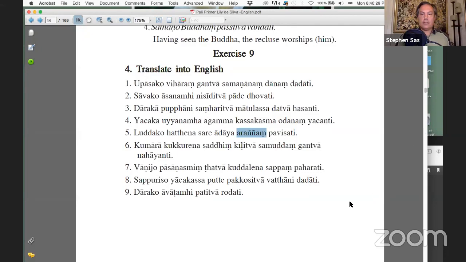Okay, let's try another person. We have Kamsavat. Hi, Stephen. Number 9, yes, please. Darako avatamhi patitva rodati. Darako is the child. Rodati is cries. The child, having fallen into the pit, cries. Yes. So having fallen into a pit, the boy or the child is crying. Yes, thank you. Good.